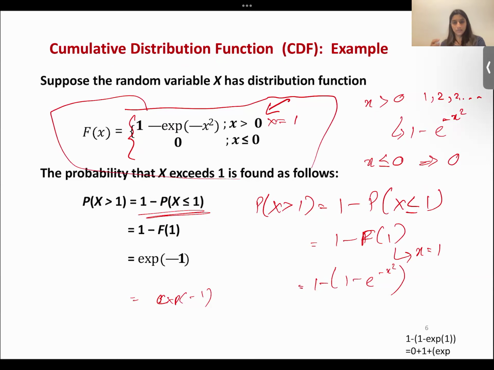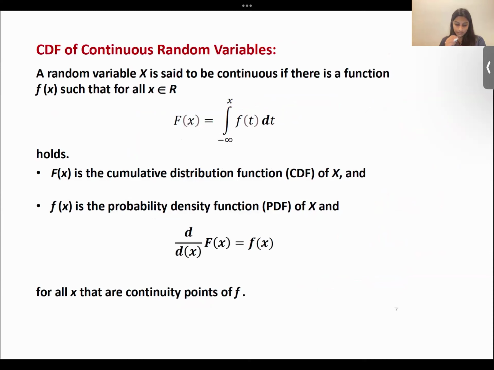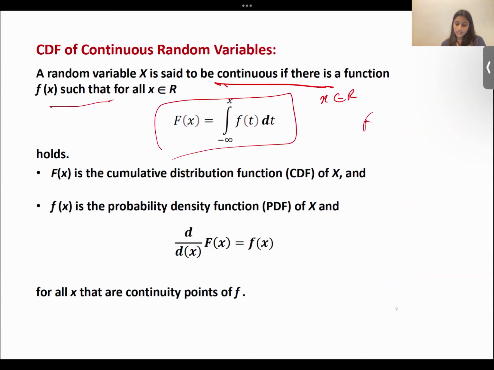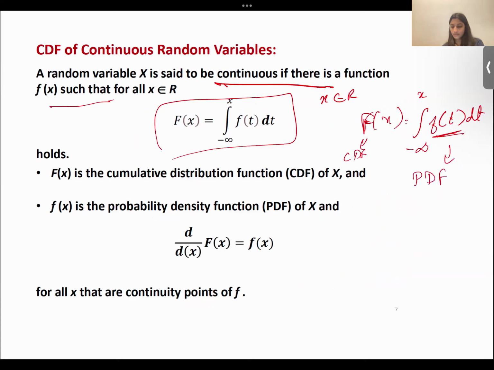Let's look at much simpler ones in the next slides. A random variable x is said to be continuous if there's a function f of x such that for all x belonging to R, the function follows an integral like this: F of x is equal to the integral from minus infinity to a given value of x of f of t dt. Here the capital F of x is your CDF and the small f of x is your probability density function. So it's your probability function of x.